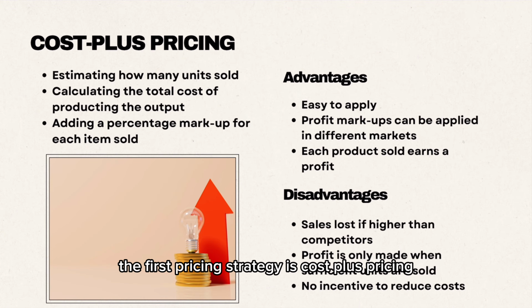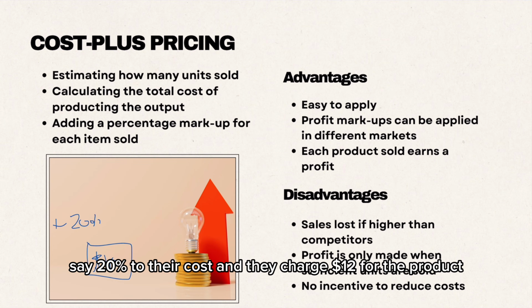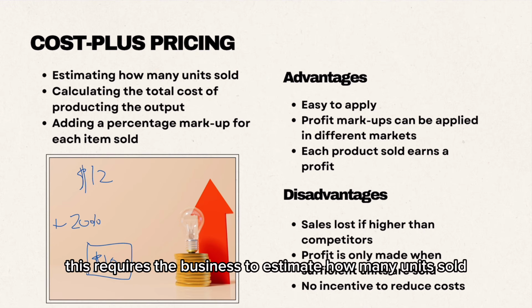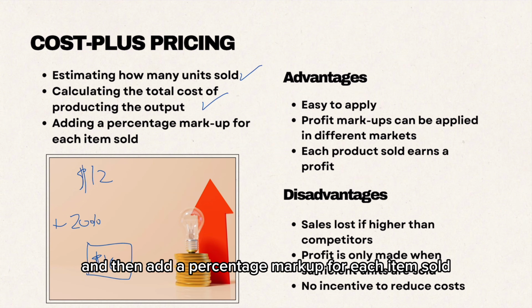The first pricing strategy is cost-plus pricing. This is when they calculate the cost price of a product and add, say, 20% to their cost, and they charge $12 for the product. This requires the business to estimate how many units sold, then calculate the total cost, and then add a percentage markup for each item sold.